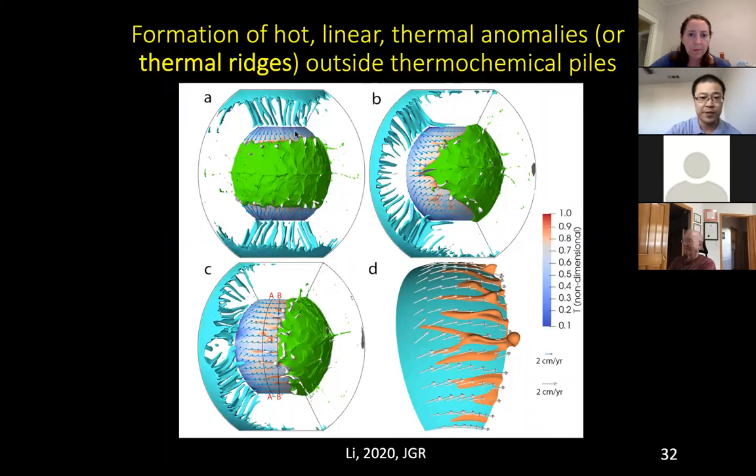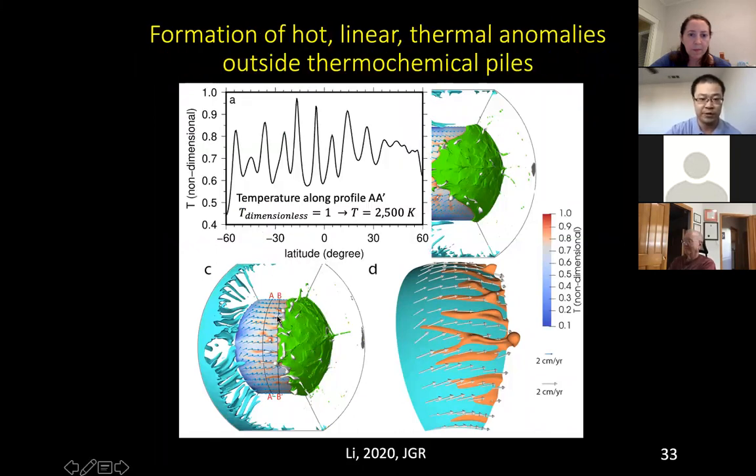This figure shows the vertical temperature field along this cross section A-A prime. The horizontal axis is longitude, and the vertical axis is non-dimensional temperature. When non-dimensional temperature equals one, the real temperature is about 2,500 K. Now you can see there is about a 700 degree difference between the lowest and the hottest temperature in these regions. In other words, the thermal ridges are usually about 300 to 400 degrees hotter than the surrounding background mantle.